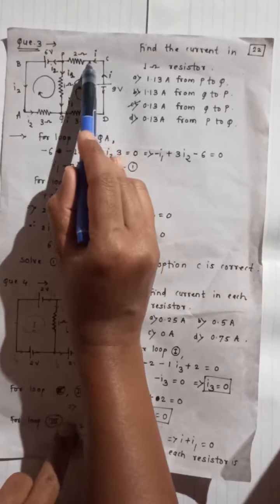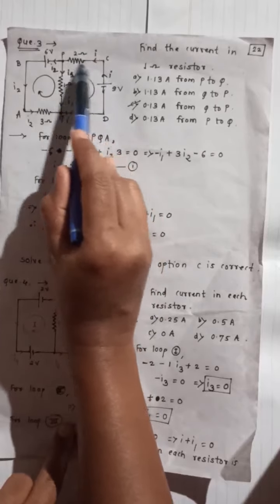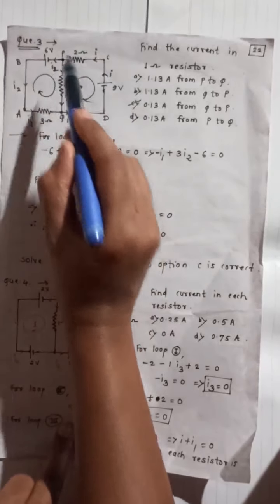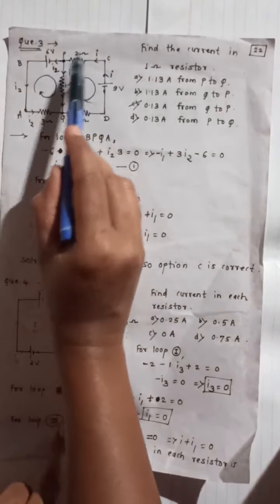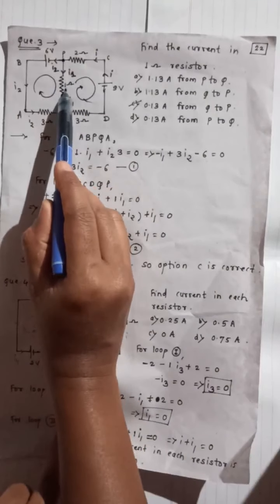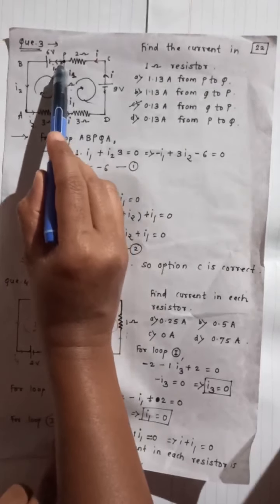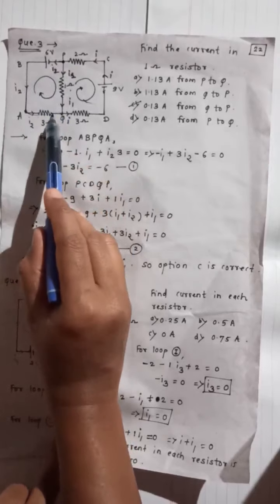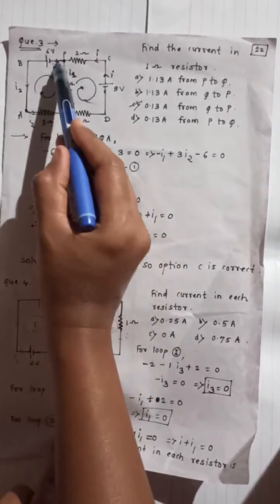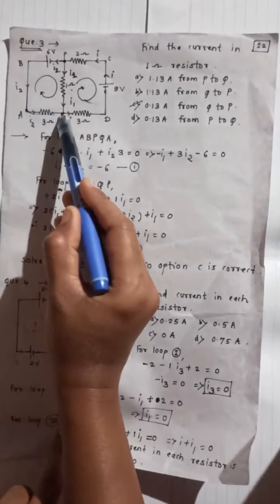Okay, so the current moves like this. Now this is a junction point. इथे current split होईल. I1 current is flowing through 1 ohm resistor and I2 is current flowing like this. Okay, so I2 इकडे येईल, move on.